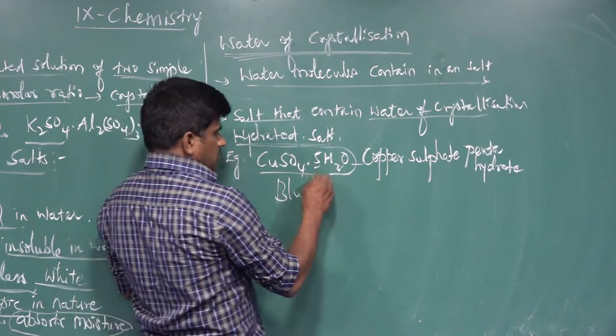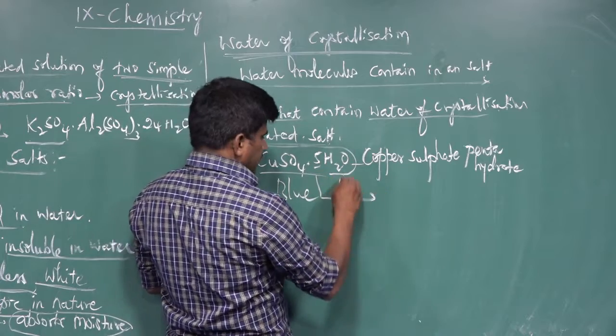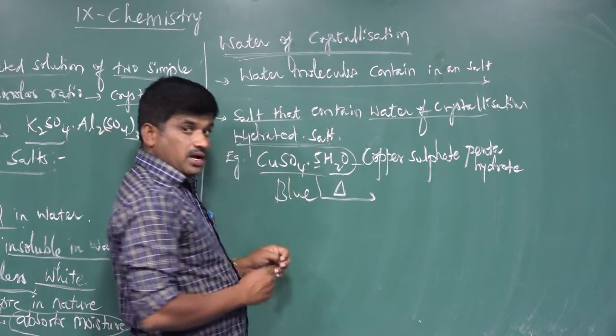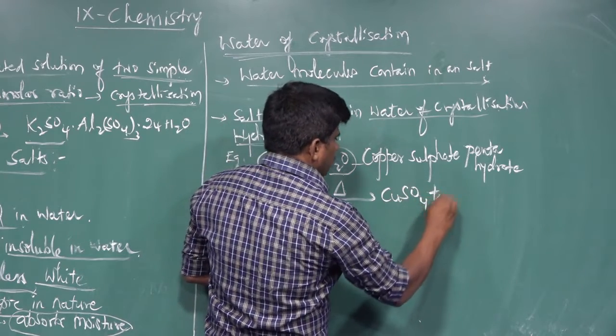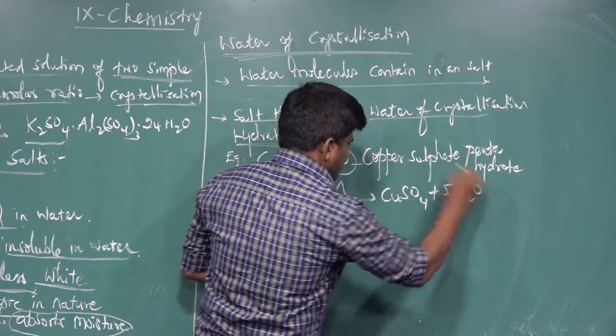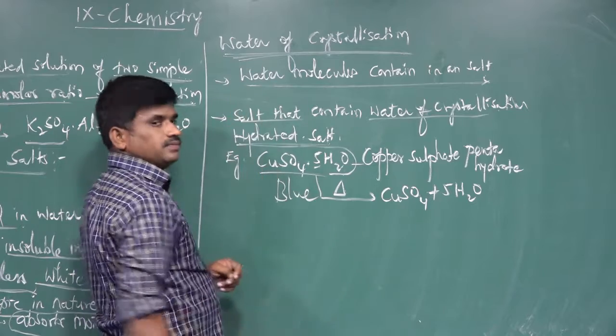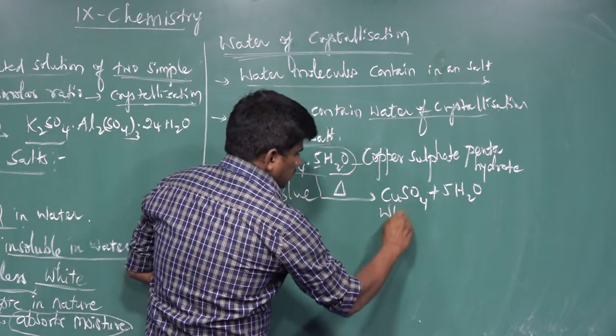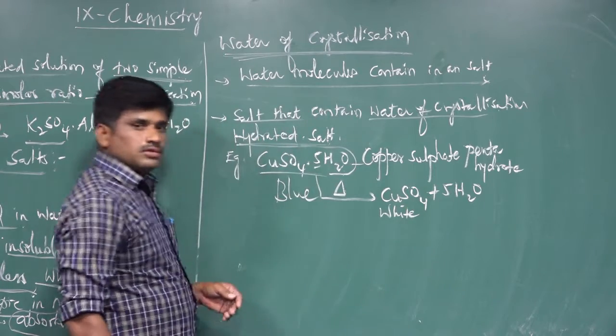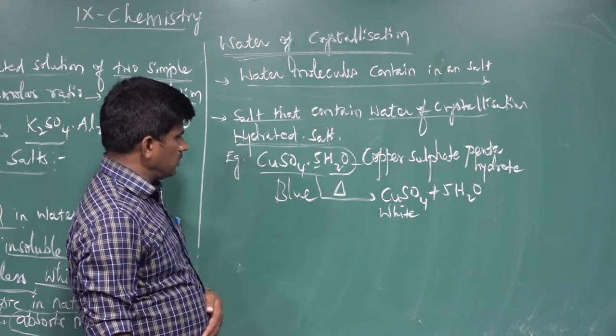When this copper sulfate pentahydrate is heated, it becomes copper sulfate, and 5 molecules of water are removed. That's evaporated. Now the blue color becomes white color. You could understand very easily.